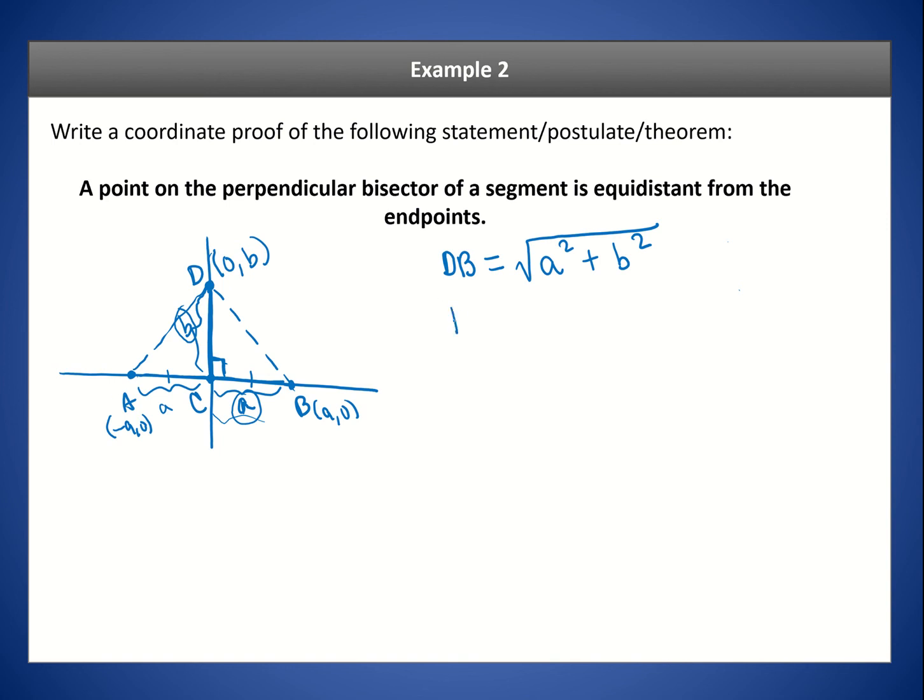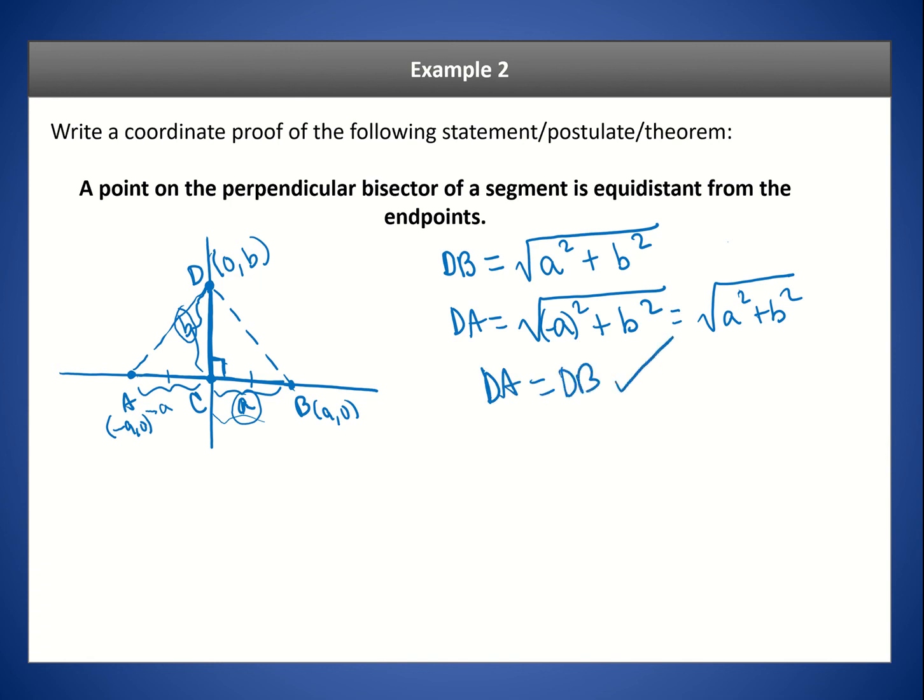And let's go ahead and do DA. So DA is the distance formula, and it's still going to be a here, just because I showed that it's the same distance because C is the midpoint, so it's the same distance on both sides. So it's still going to be negative a squared, negative because it's going to the left. And then it's going up by the same amount, b squared. Now, it doesn't matter if it's negative. A negative squared is the same thing as a positive squared. So this is the same thing as positive a squared plus b squared. Which means that DA is equal to DB.